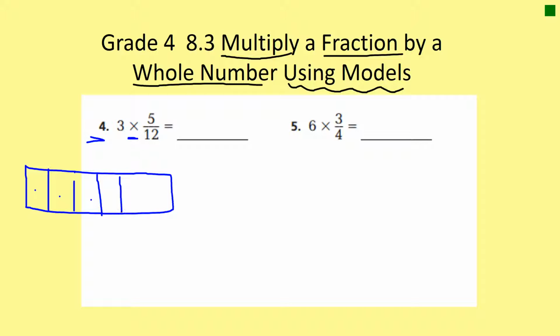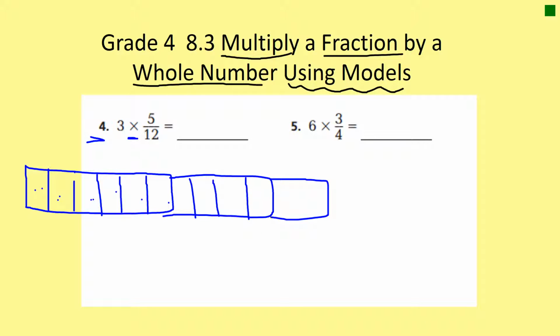Yeah, see now, using models, drawing models, kind of annoying. 1, 2, 3, 4, 5, 6, 7, 8, 9, 10, 11, 12. Okay, so those are twelfths. And we have 1, 2, 3, 4, 5. So I just drew a model of 5/12.